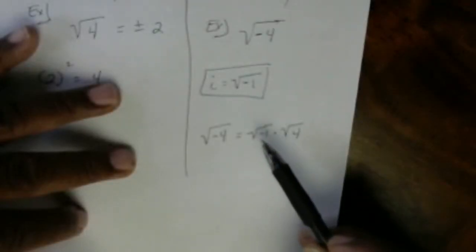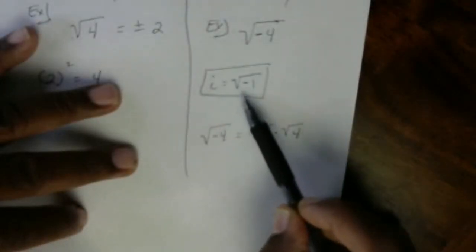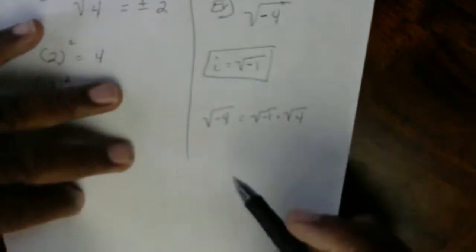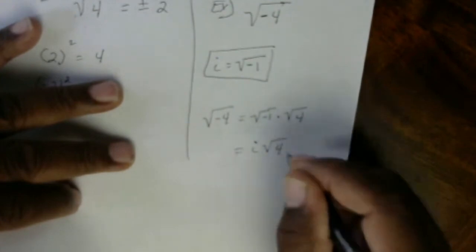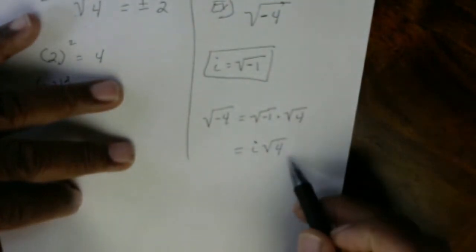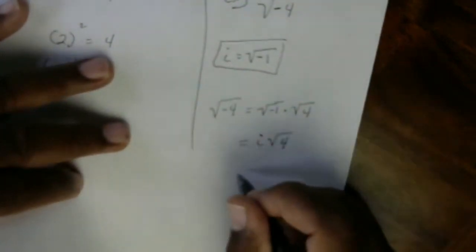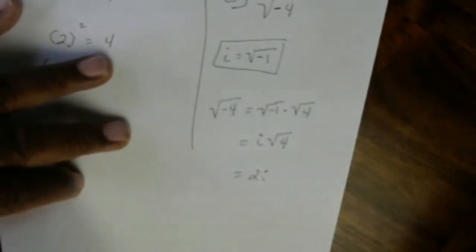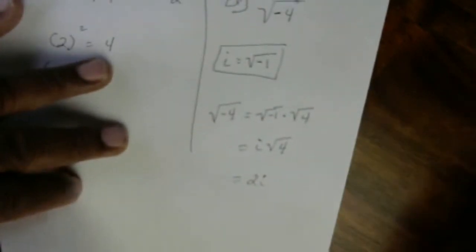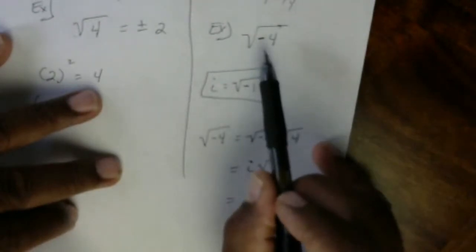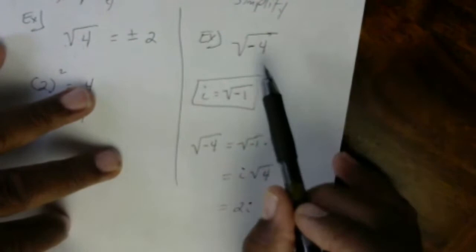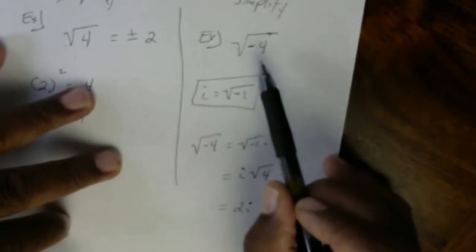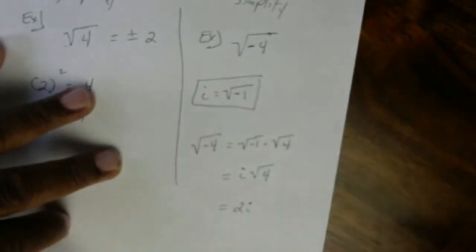From our facts, we can substitute the square root of -1 for i. So this becomes i times the square root of 4. And now we can simplify the square root of 4, which is 2. So we have 2i. All right. So notice, before you perform any operations, you must rewrite your negative radical as an imaginary.